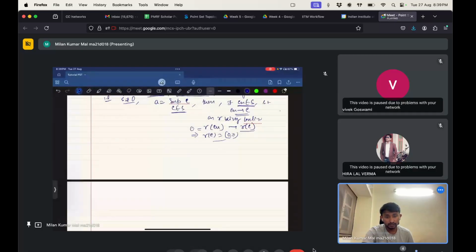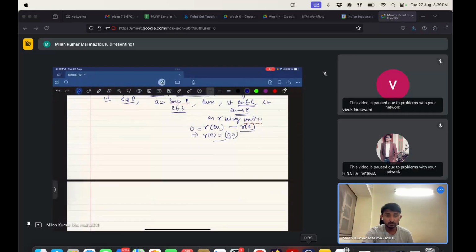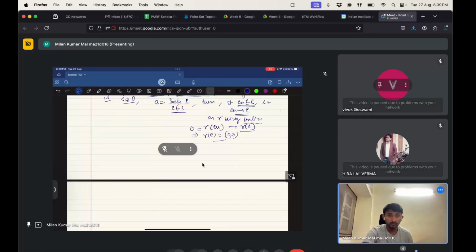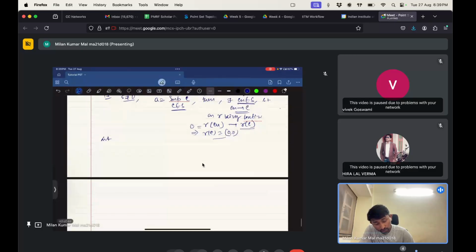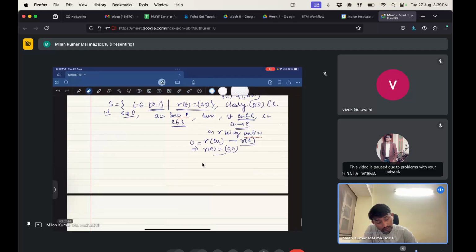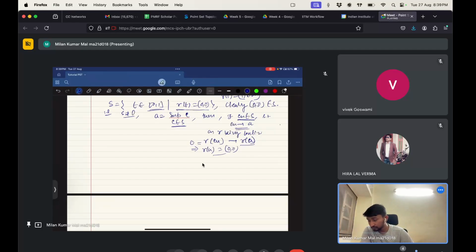Okay, let's just check whether the recording is on or not. The recording is going on. Okay, gamma of c is (0,0). Okay, so A is the supremum, so this is A. So gamma of A is (0,0), right?